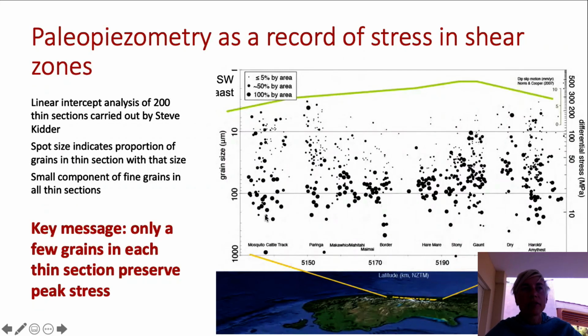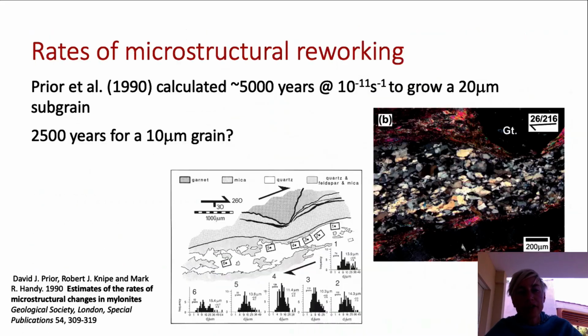And he actually looked at the proportion of various recrystallized grain sizes in each thin section. So here the size of the dots is proportional to the proportion of that thin section that has that recrystallized grain size. And you can see that most thin sections do have this coarse-grained fraction, but they have a small proportion of fine grains as well. The key message from this, for me, is that only a few grains in each thin section preserve the peak stress that these rocks might have experienced during their deformation history.